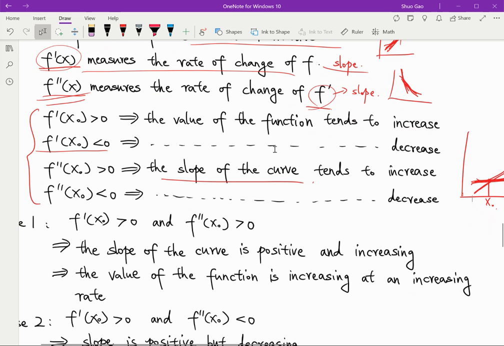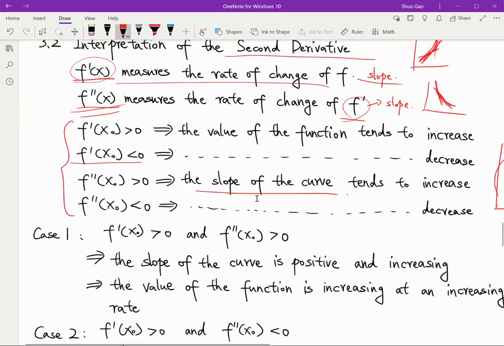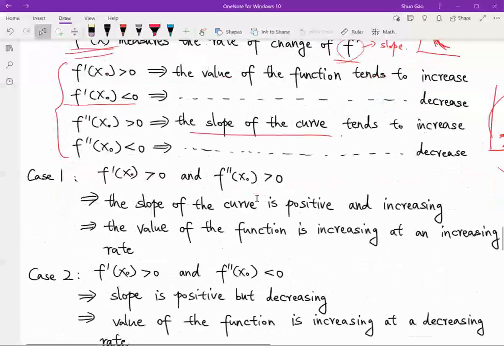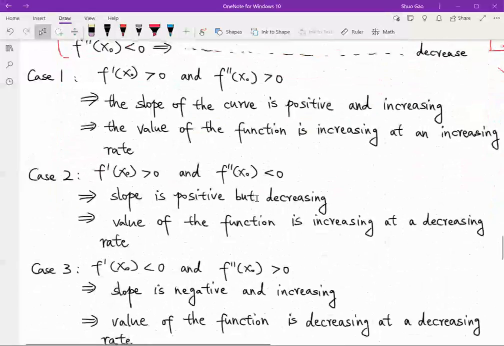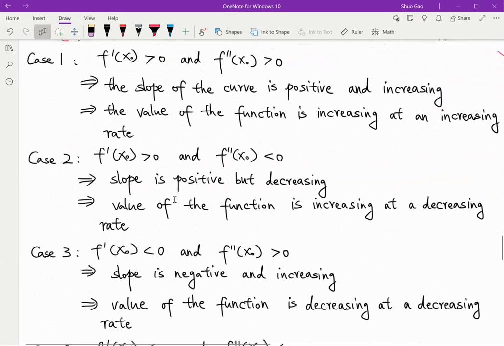And if f2 prime x is smaller than 0, that means that the slope of the curve tends to decrease, right? Just the inverse case of this one. Okay, so here we have 4 cases based on the different signs of the first and second derivative.